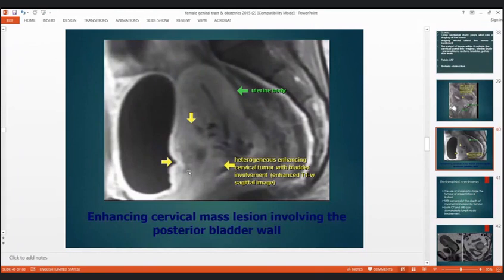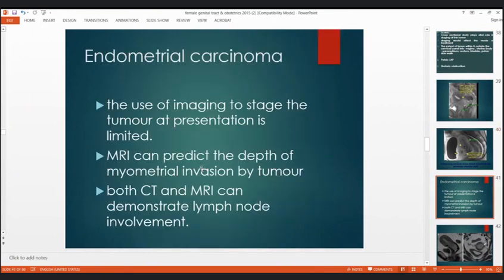With contrast, heterogeneous enhancement will be seen, and enhancement of the invaded areas will be clearly seen. Contrast will help further evaluate the extent of the tumor.